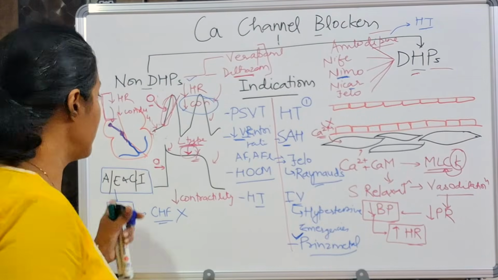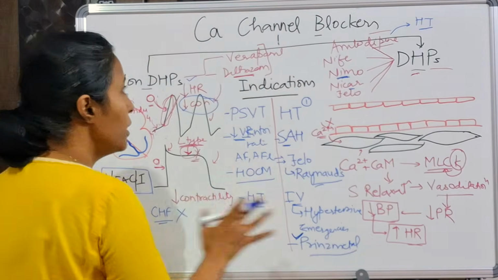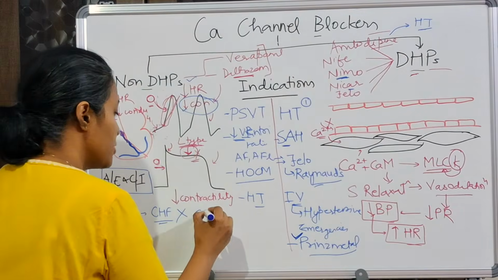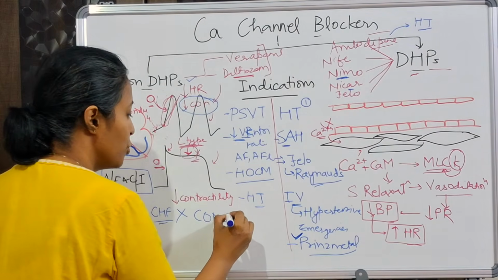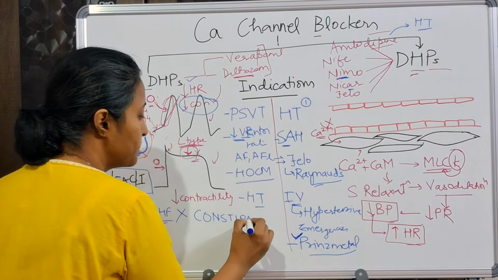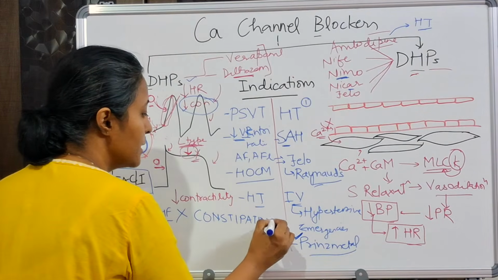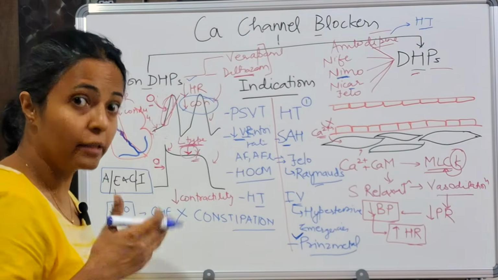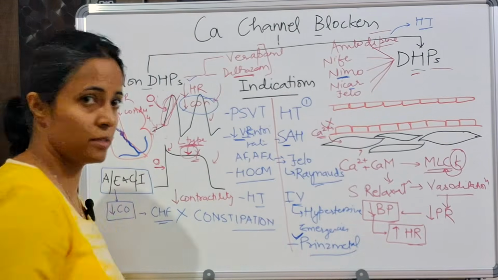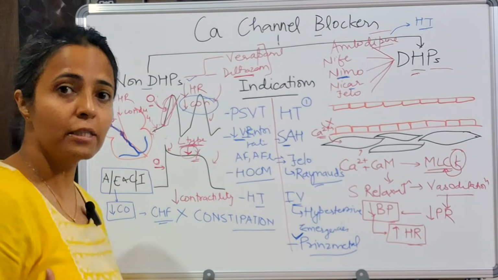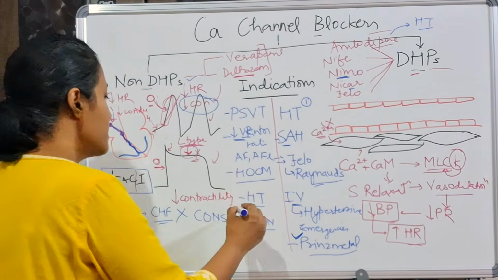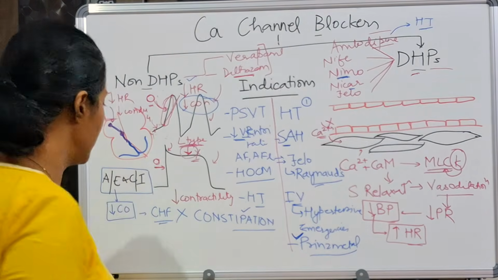Fine. Then the most common side effect of all these drugs is constipation. I told you that they are relaxing the smooth muscles of other organs as well, not only blood vessels. So the most common and obviously unliked complication is constipation, right?